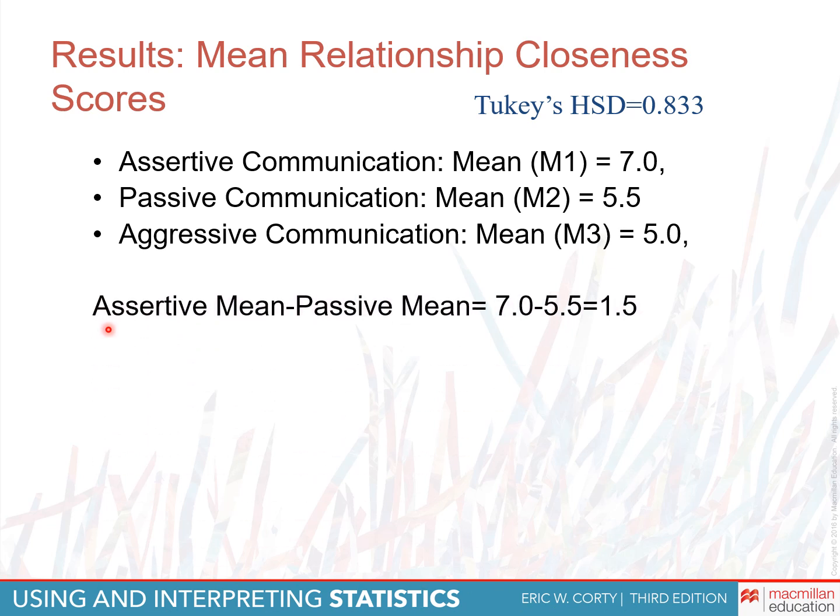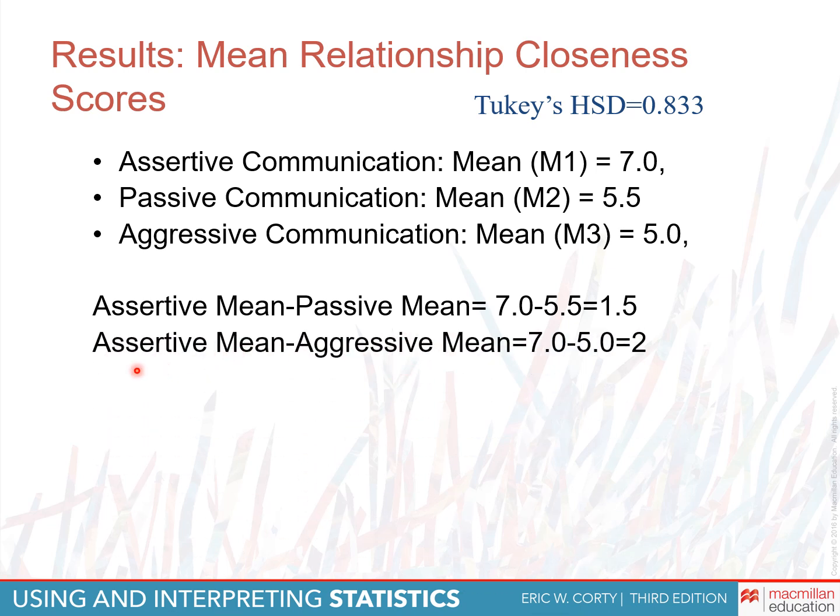And so first we're going to look at the mean closeness score for the assertive group minus the mean closeness score for the passive group. So that's just going to be the 7.0 minus 5.5, which is 1.5. And we can clearly see that 1.5 is larger than 0.833. So that tells us that these two groups are honestly significantly different from each other.